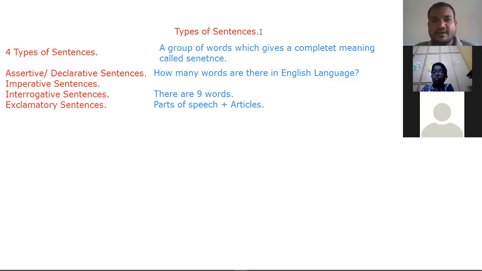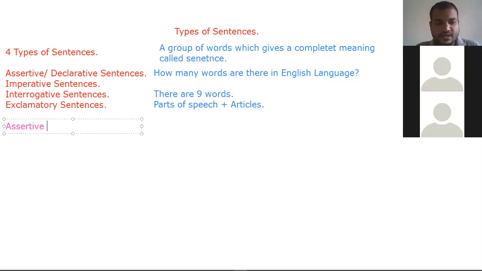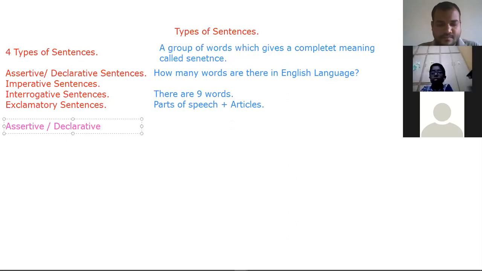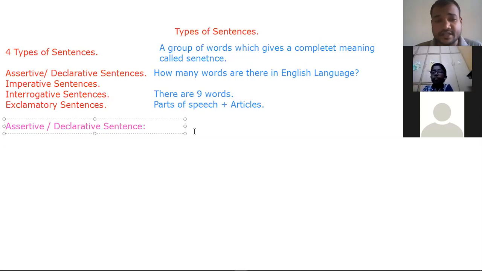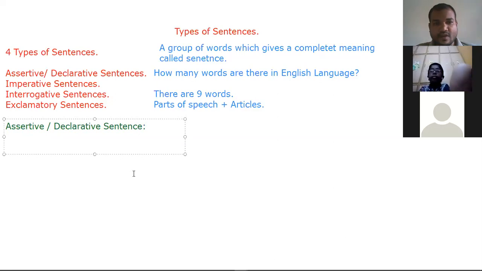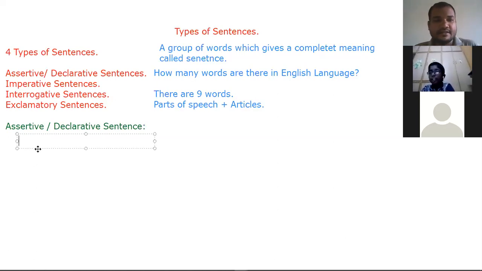Now, assertive or declarative sentence. First, come to the heading. First one, assertive or declarative sentence. Okay, what is meant by an assertive or declarative sentence? Do you have any idea or not? Assertive or declarative: declaration, confirmation.